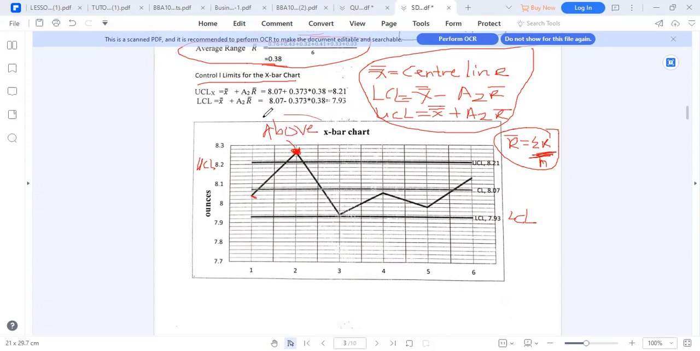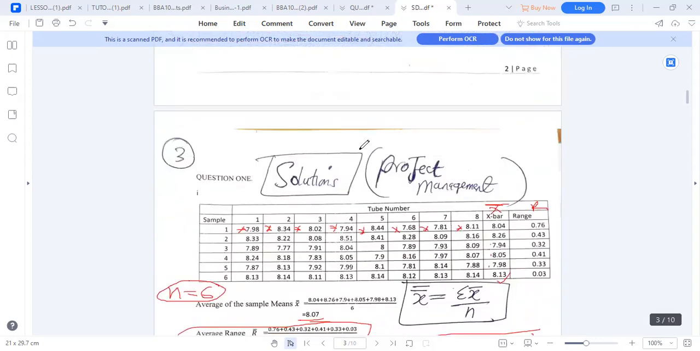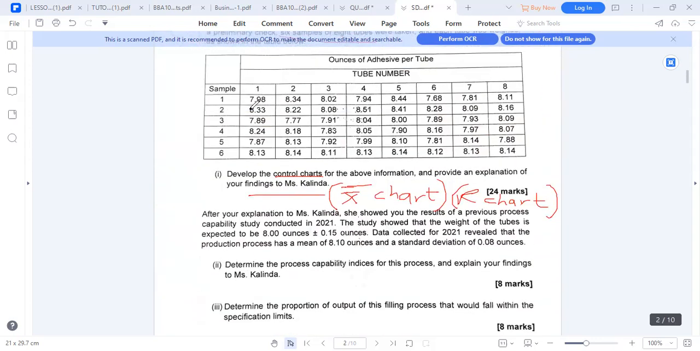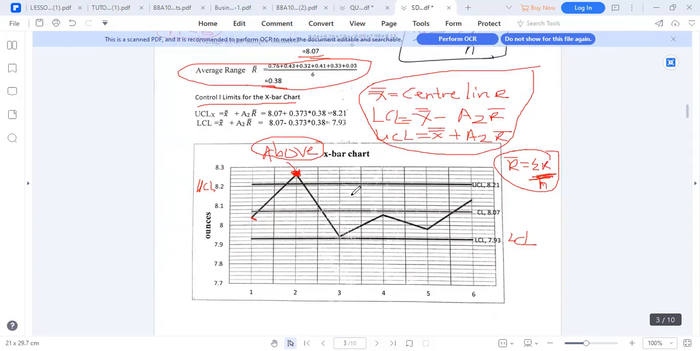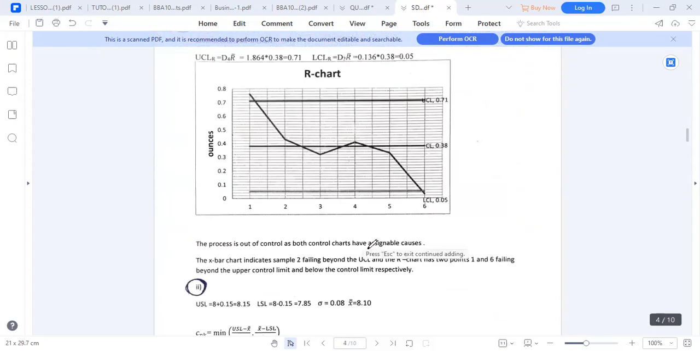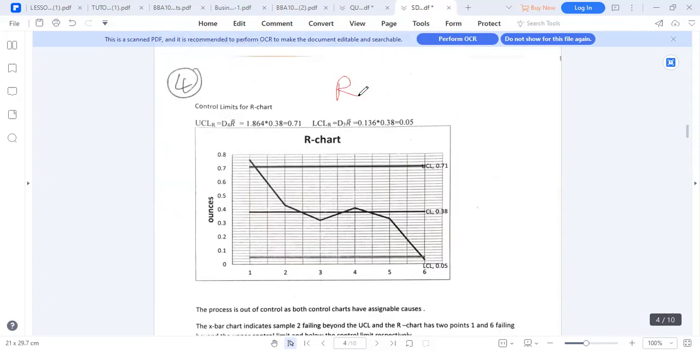So sample number 2 is above the control chart. So the process is not in control. So sample number 2 is not in control. For as long as one of the samples is above the control limits, the process is not in control. So this process is not in control because it's above the upper control limit. Similarly, when getting down to the other R chart, we have the R bar as the center line. Okay, so this is our center line.